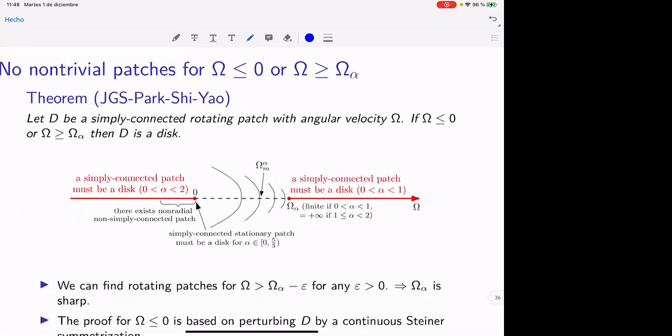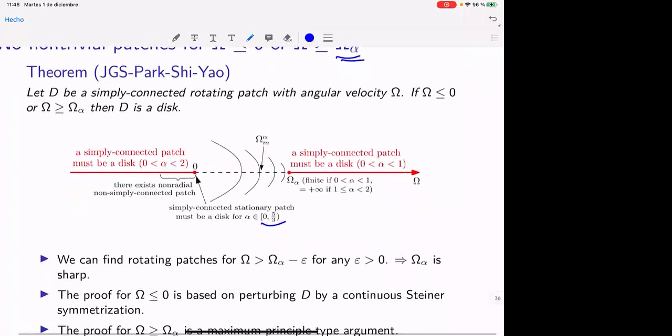So we can find an omega alpha such that we can find non-trivial solutions arbitrarily close. And beyond that, either to the left or to the right, the only possibilities are disks. And this is even more widely open, because the only point where there is work is in the stationary case, where Choksi, Neumayer, and Topaloglu posted a recent paper where they managed to prove it only for alpha between 0 and 5/3. Beyond 5/3 it was still open, and moreover, they had to assume a lot of regularity on the boundary of the patch.